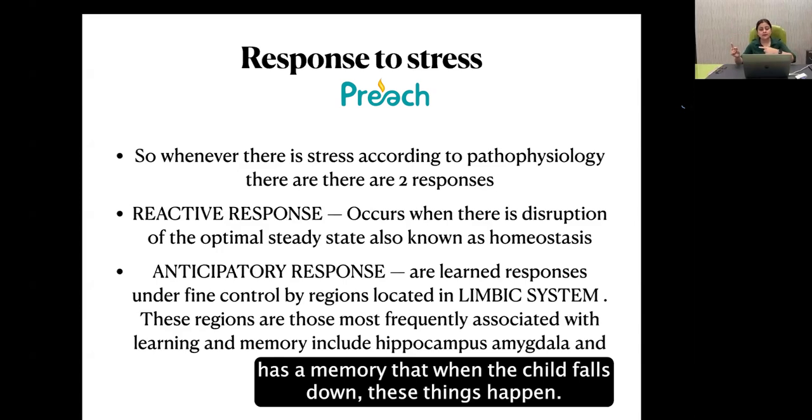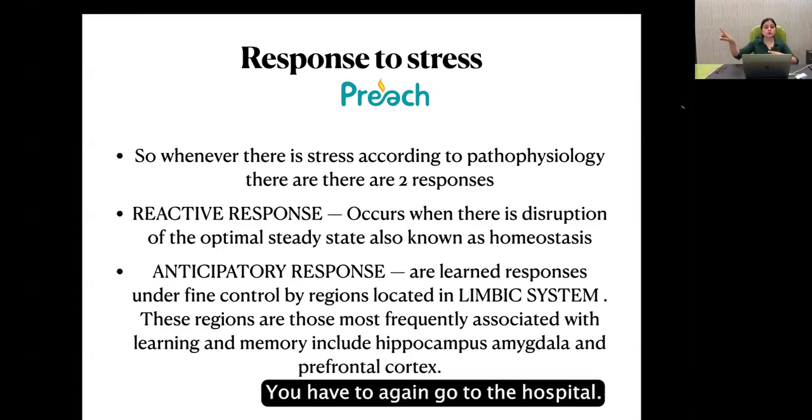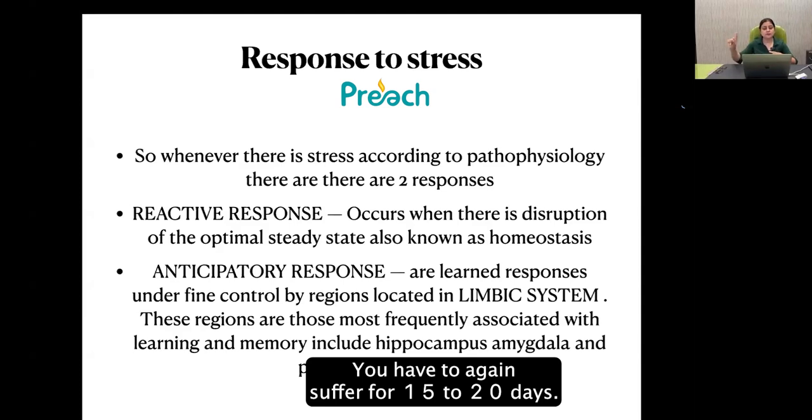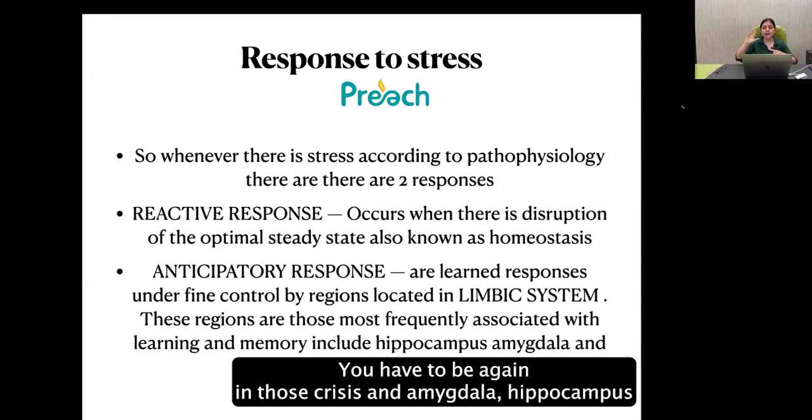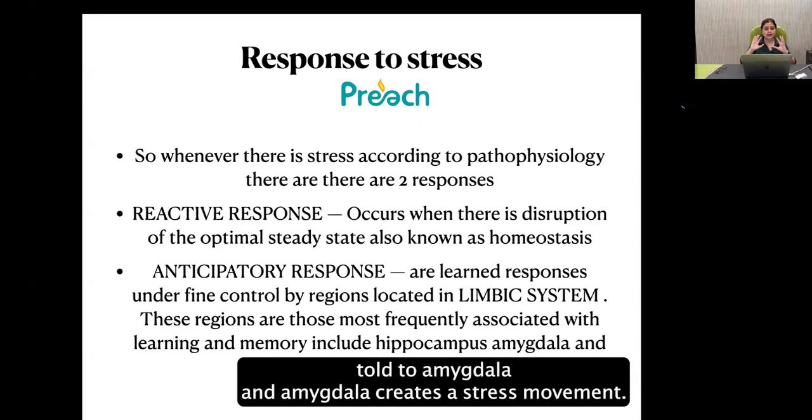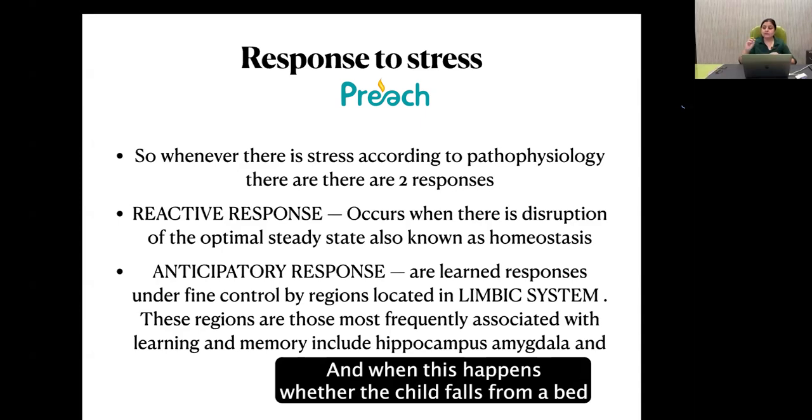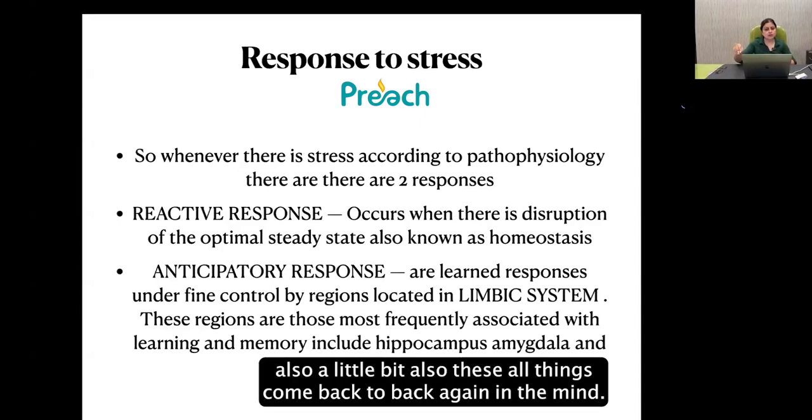The hippocampus has a memory that when the child falls down, these things happen. You have to again go to the hospital. You have to again suffer for 15 to 20 days. You have to be again in those crises. The hippocampus tells the amygdala, and the amygdala creates a stress movement. And when this happens, even if the child falls from a bed, a little bit, all these things come back again and again in the mind.